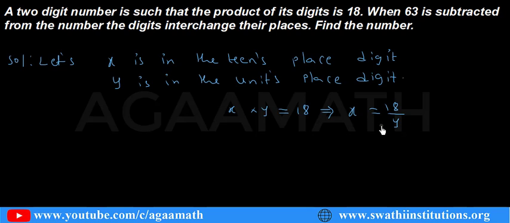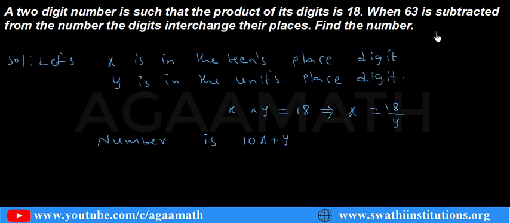Since x is in the tens place and y is in the units place, how does the number appear? The number is 10x plus y, because when the digit is in the tens place, that means 10 into x, and y is in the units place, that is 1 into y. So both are added to get the number: 10x plus y.